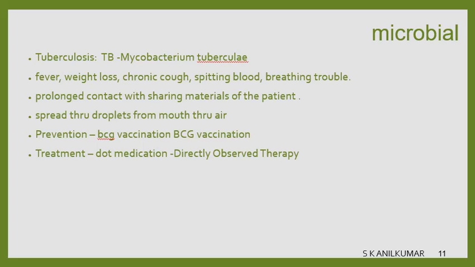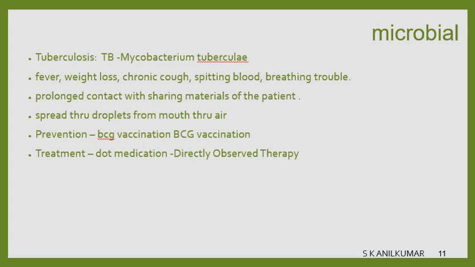Some communicable diseases are microbial. For example, tuberculosis. Tuberculosis is caused by Mycobacterium tuberculosis. It is also called TB. What are the symptoms if you get TB? You may have fever, weight loss, chronic cough. You may spit blood when you are coughing. You may have trouble in breathing. Normally it affects the lungs and respiratory system, right?